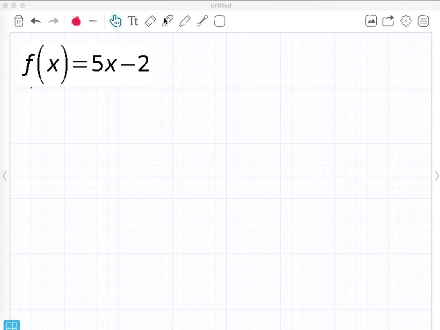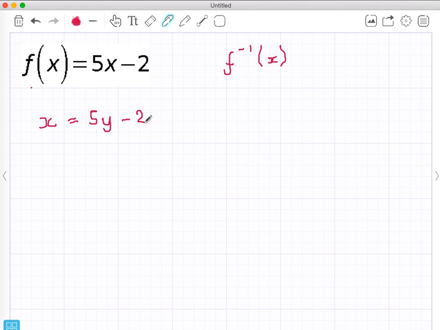In this video, I'm going to look at inverses of functions. So I've got a function here, and the inverse is written as f to the minus 1 of x. Now I want to find the inverse. So what I'm going to do is take this function and make it x equals, and change this x to a y. And all I'm going to do is make y the subject of the equation, and then what's left I can put up here as my f to the minus 1 of x.